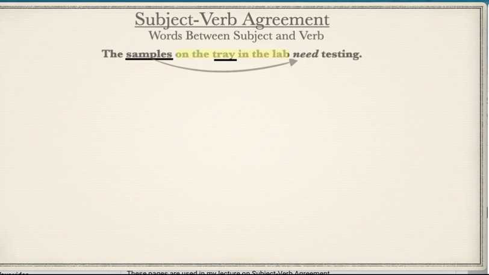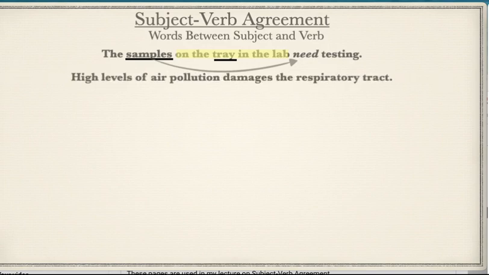So when we're able to strip away all this added information, and we can see the subject and the verb clearly, we're then more easily able to determine if subject-verb agreement is the case, or if they match. So would you say that "the samples needs testing" is correct, or is "the samples need testing" correct? It's the latter: the samples need testing.